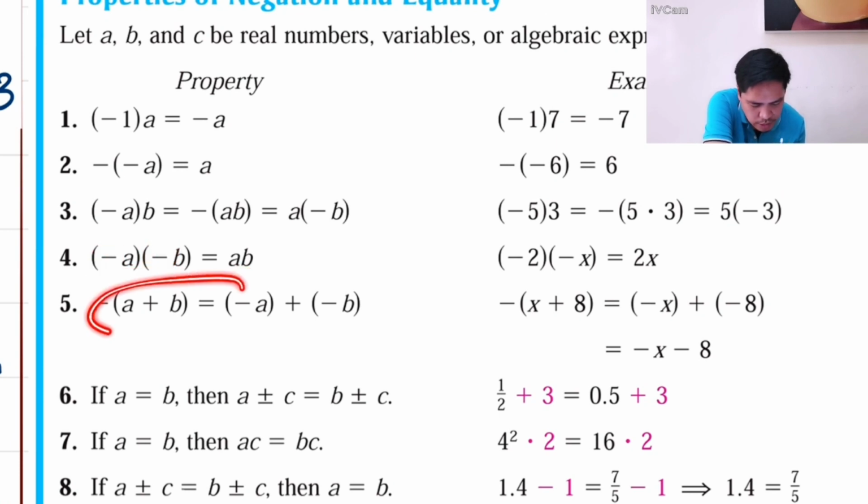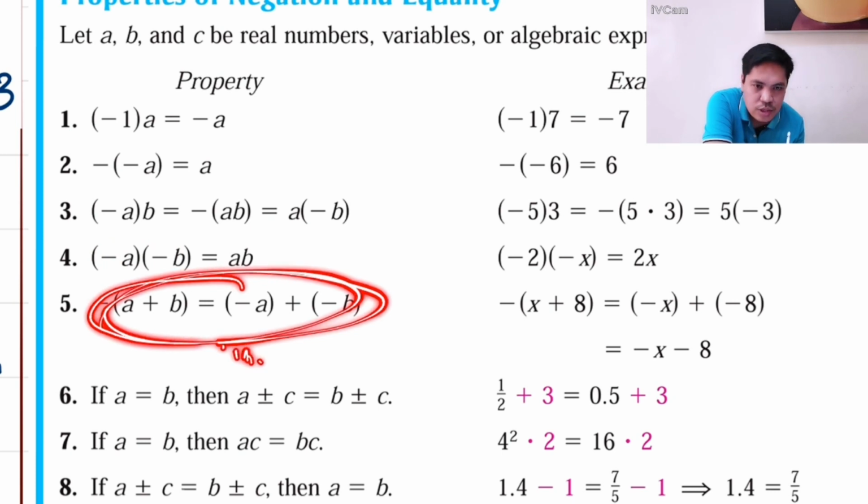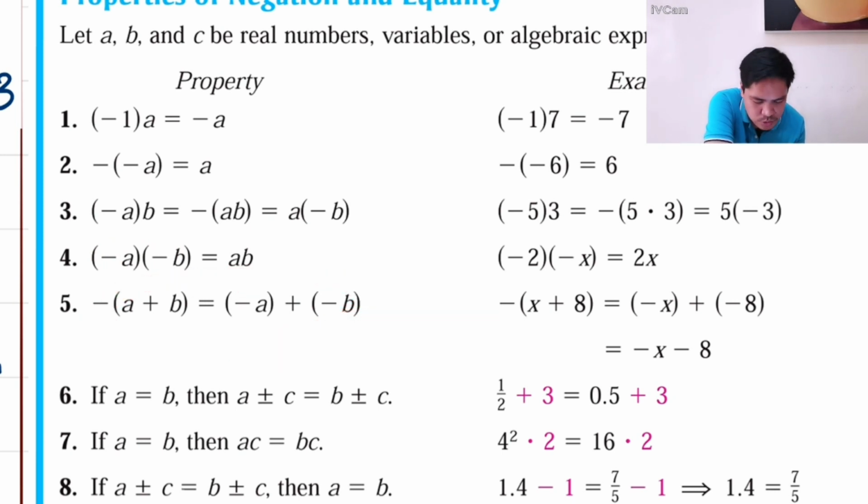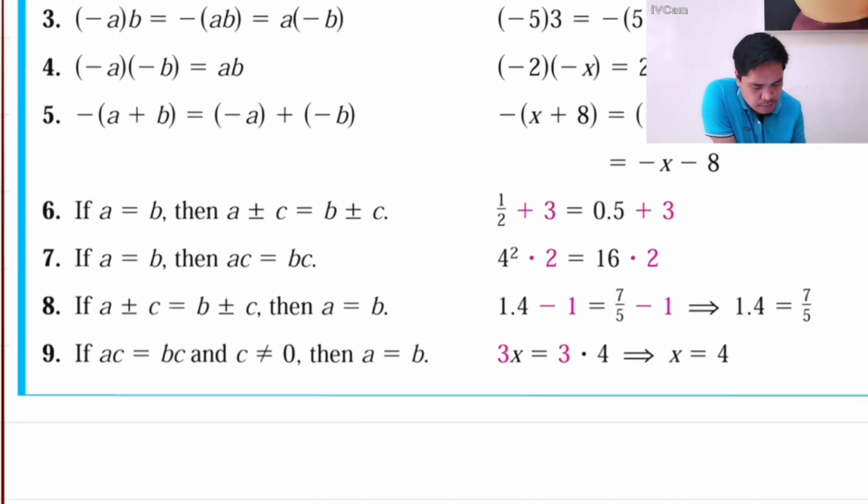How about this? What happened here? This is similar to the distributive property. What we did was we just distributed negative 1 dire. Diba? So my negative 1 dire distributed here. So that would be negative 1 times A, that's negative A. Negative 1 times B, that's negative B. Very easy lang challenge. Dali pa na ng algebra, no?